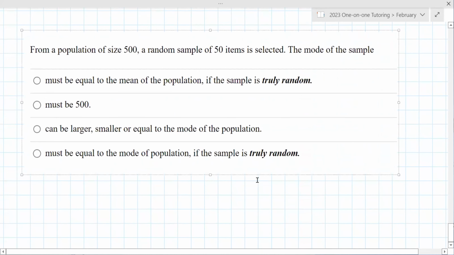All right, here we go. From a population of size 500, a random sample of 50 items are selected. Okay, so we assume it's random. That's good. The mode of the sample. The mode is the most frequent observation.